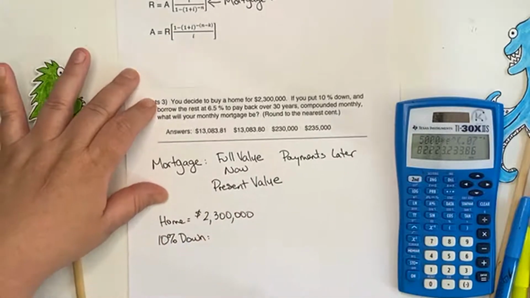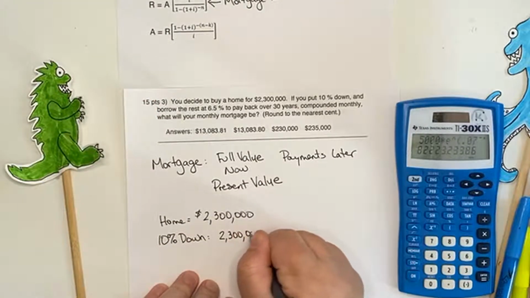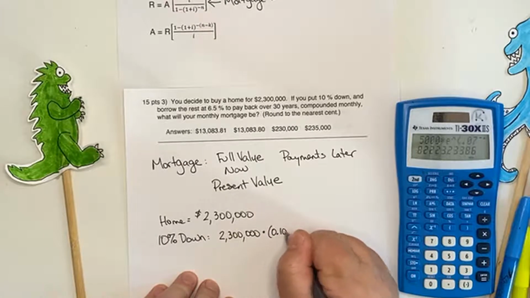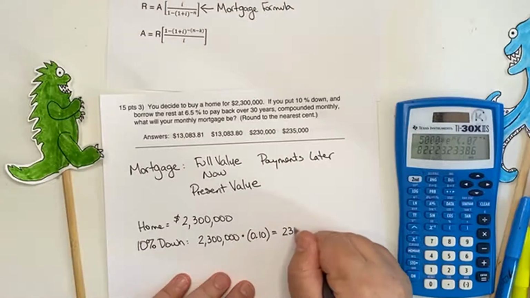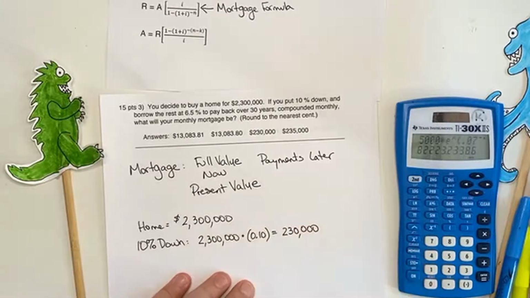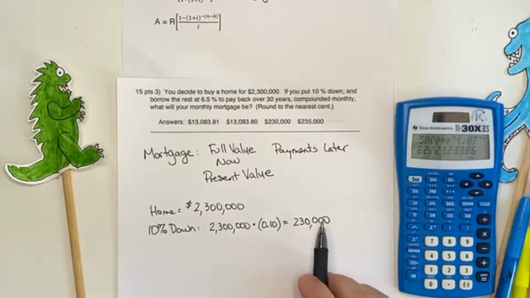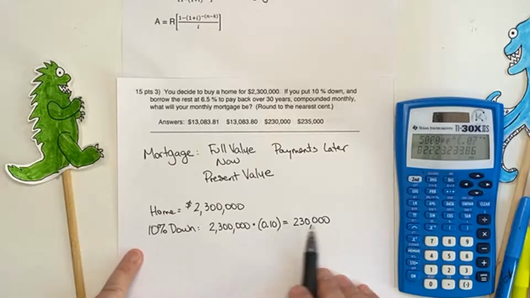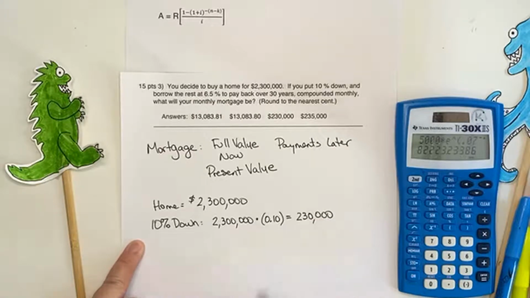So what we're going to do there is we're going to take $2.3 million and multiply times 0.10. And that's going to be $230,000. So first off, I'm saying you just happen to find $230,000 in your wallet one day. Like, what a great day, right? So you've got this much. So that's your down payment. So you don't have to amortize this.